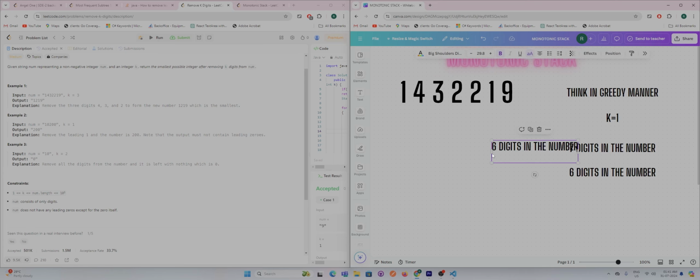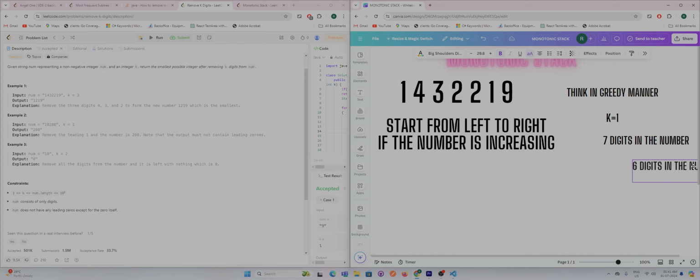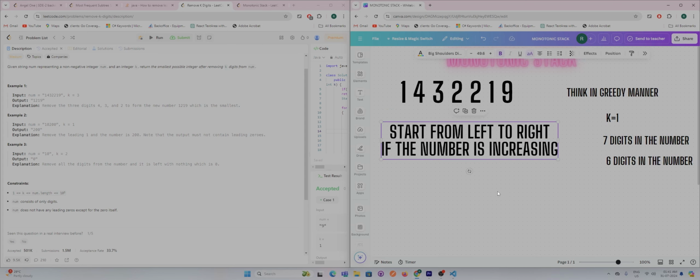Let me try to write down a very rudimentary algorithm. Start from left to right. Now there can be two conditions happening: either the number is increasing, or the number is decreasing, right? Now try to think what happens if the number is increasing and you are deleting. So I start from 1 and I go to 4, the number is increasing. The next number is increasing. So what if I delete 1 now?